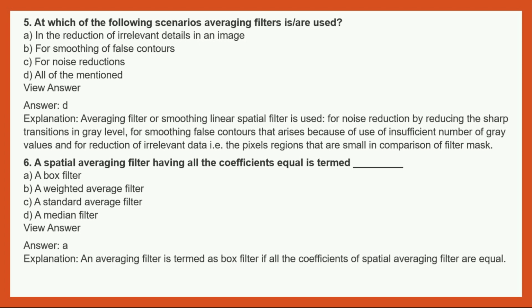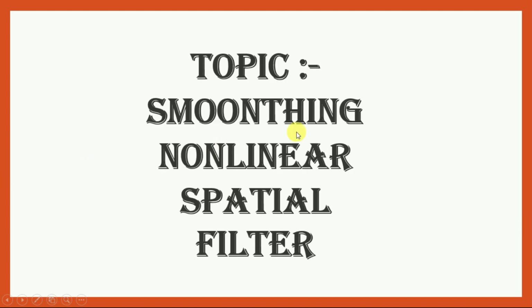Now next question is, a spatial averaging filter have all the coefficients equal to term? So answer is option A, that is a box filter. So now topic is smoothing non-linear spatial filter.